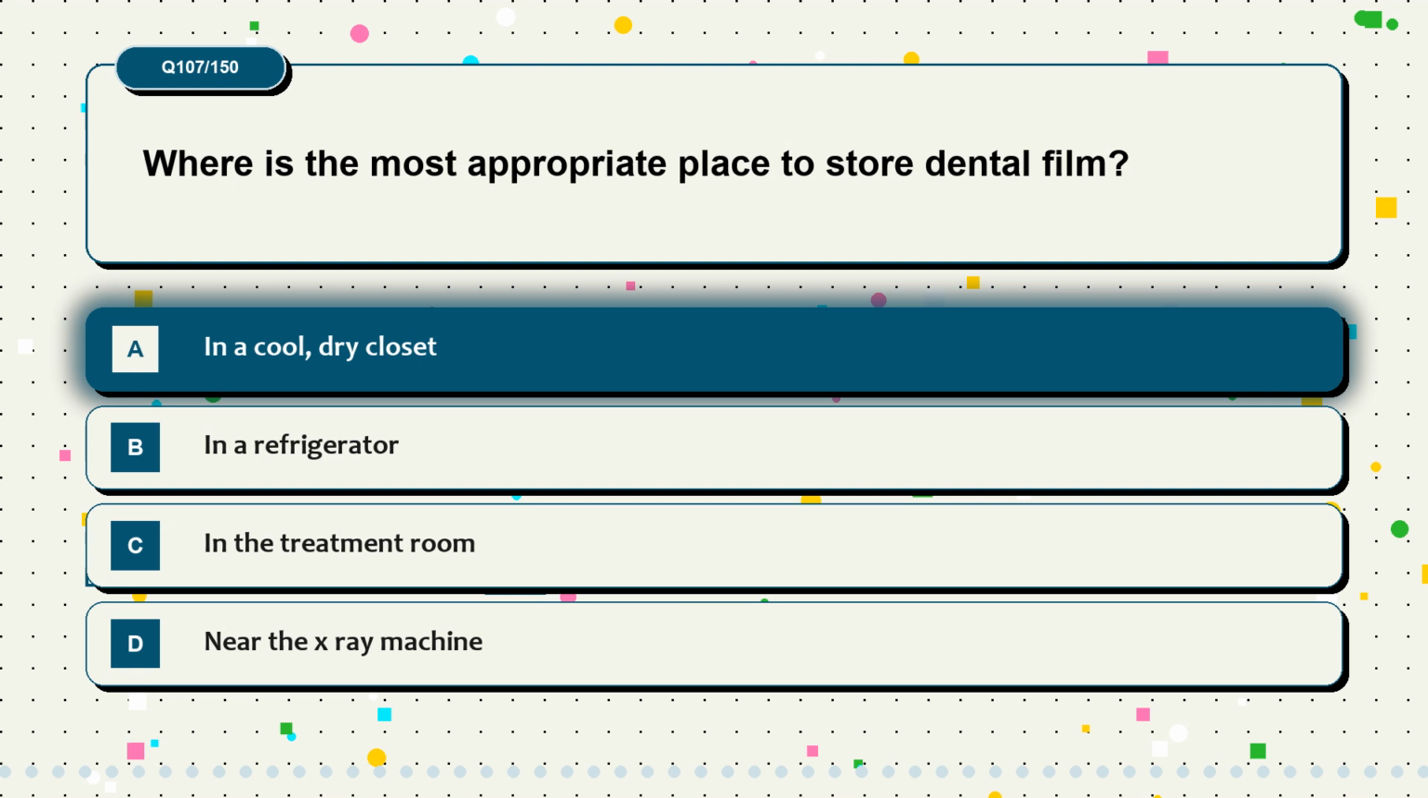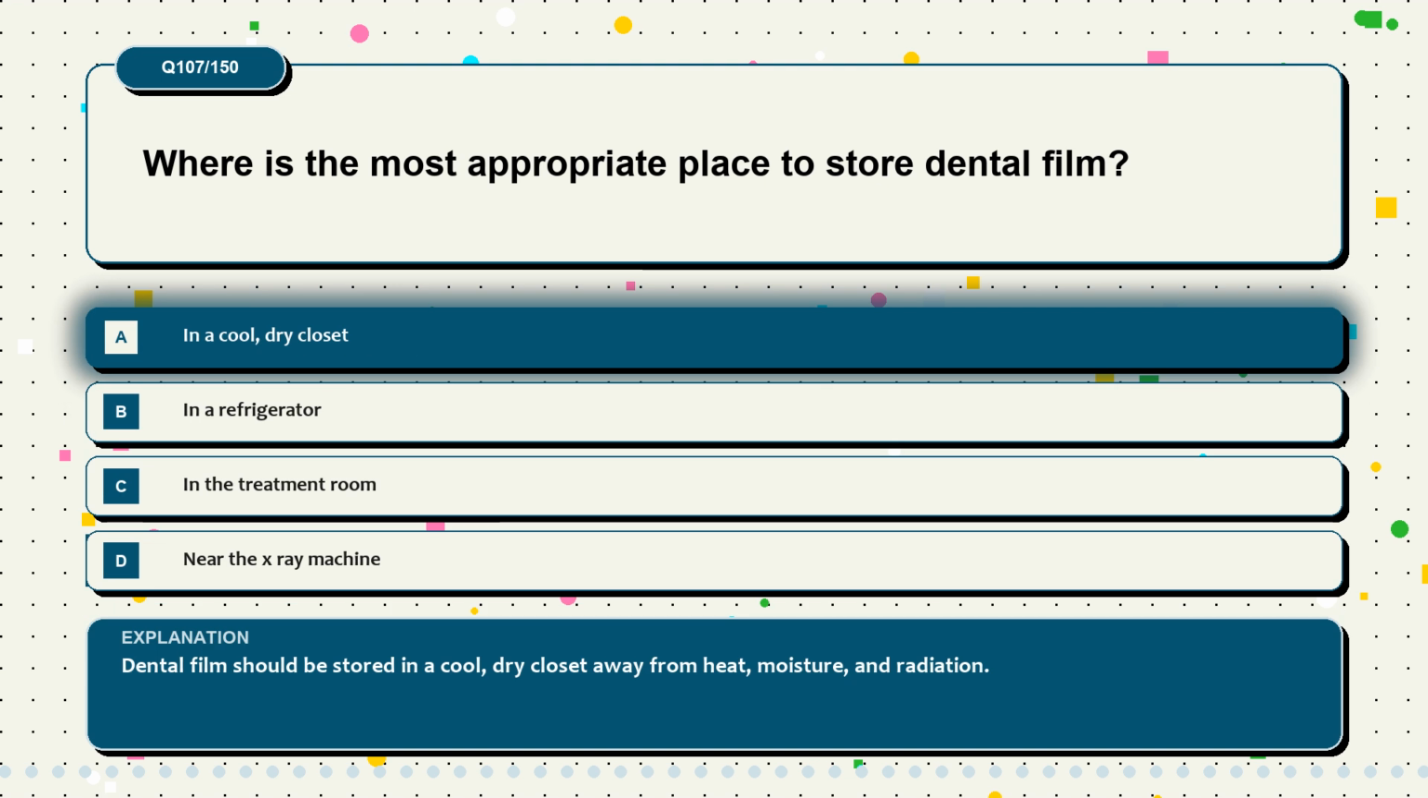The correct answer is option A. In a cool, dry closet. Dental film should be stored in a cool, dry closet away from heat, moisture, and radiation.